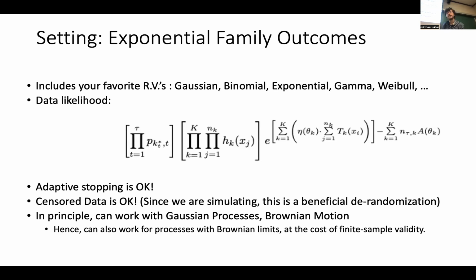We're going to say it's also okay if you have censored likelihood. I haven't written that here, but it would be okay in the sense that, since we're handling these things with simulation, that's sort of like a beneficial de-randomization. Although I'm not going to work through the details of that. The nice thing about exponential families as well is that you can think of this as a process. Lots of things have limiting Gaussian behavior, and so you could do this with Brownian motion as well, things which have a limiting Brownian motion, although you would be losing the exactness.